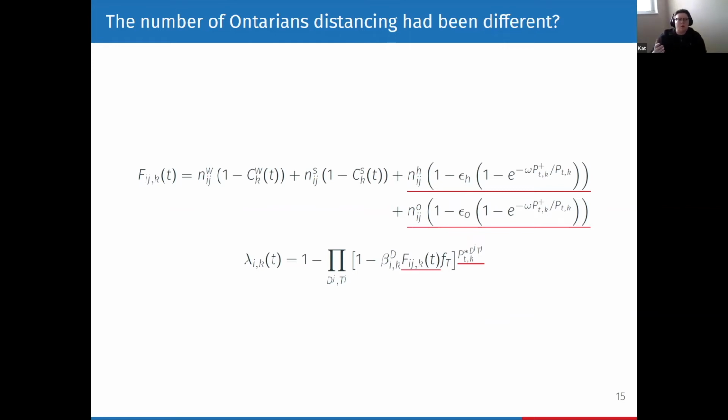So it's not realistic to assume a constant number of people were distancing and were not distancing from March all the way to December. So we're just going to limit ourselves to looking at the first wave, March to August, when it's a little bit more reasonable to assume a constant number of distancing individuals.